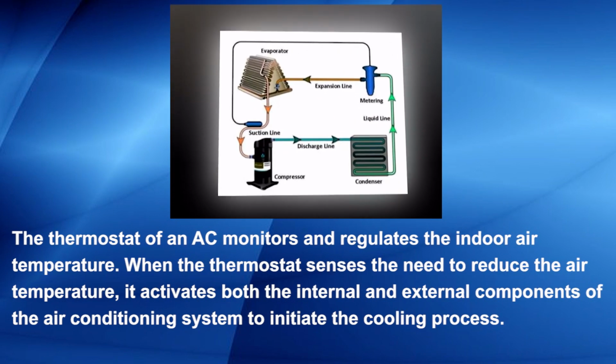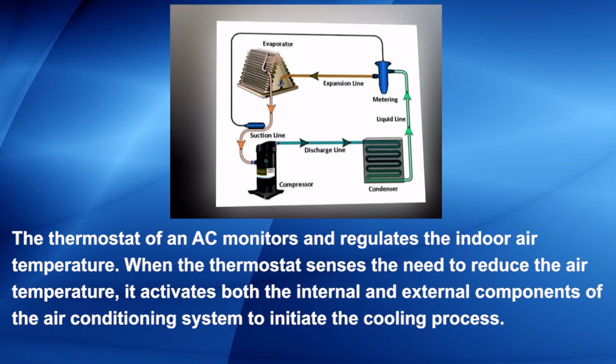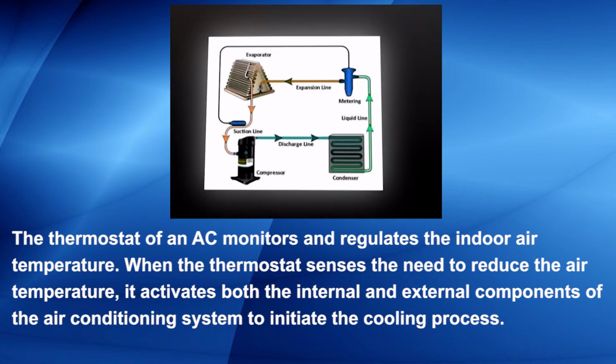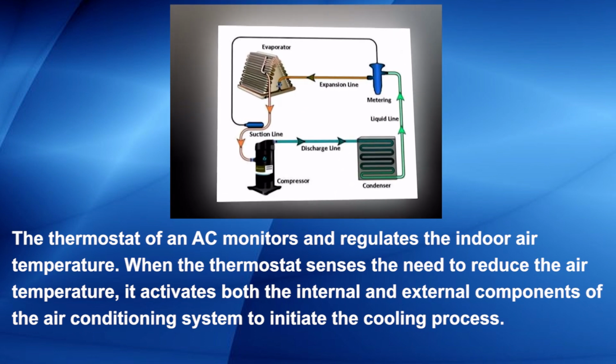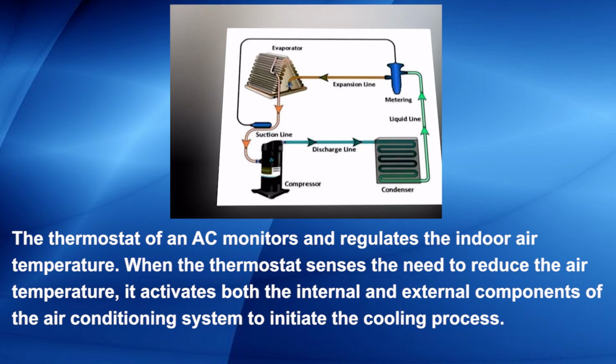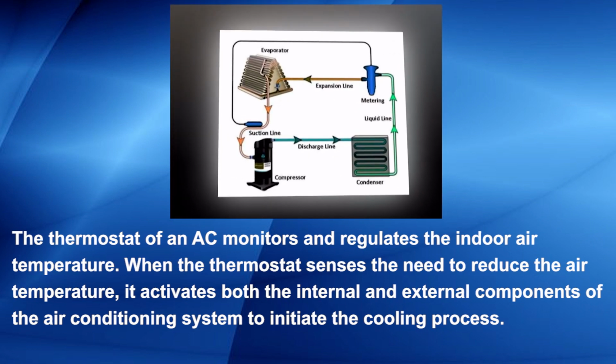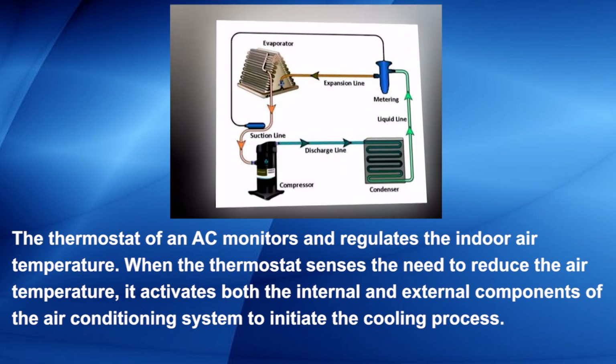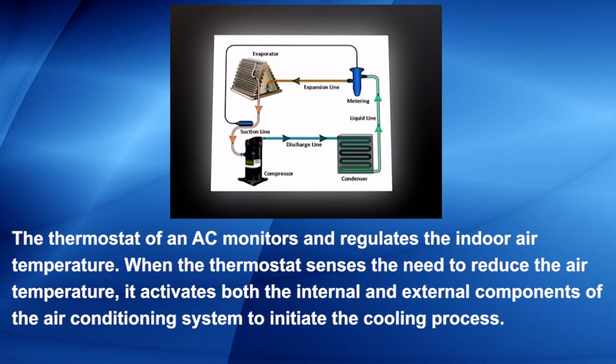Now you have a basic understanding of an air conditioner's parts. So let's discuss how the entire process functions. Working of an air conditioner. The thermostat of an air conditioner monitors and regulates the indoor air temperature. When the thermostat senses the need to reduce the air temperature, it activates both the internal and external components of the air conditioning system to initiate the cooling process.